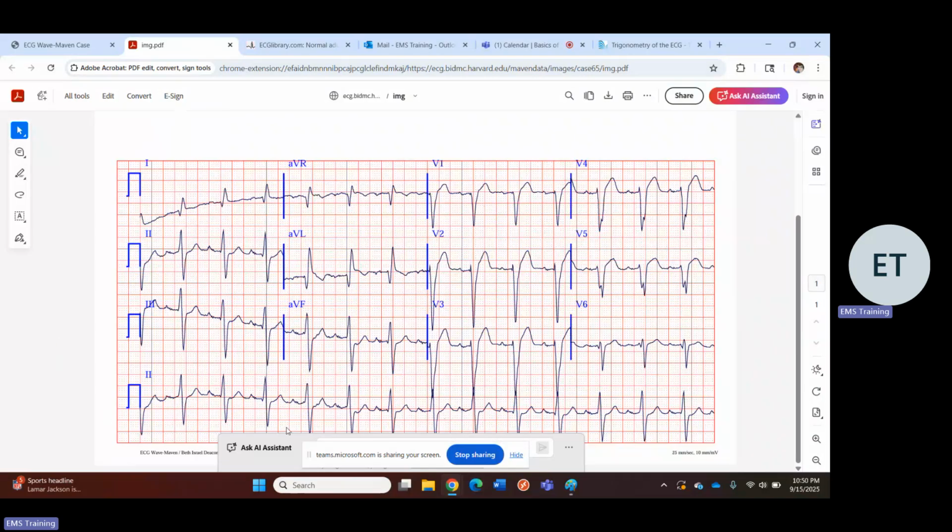What's the speed of it? 1 box is 300, 2 boxes is 150, 3 boxes is 100, 4 boxes is 75. So this rate is between 150 and 75, closer to 75. It might be about 80. Let's check. 1, 2, 3, 4, 5, 6, 7, 8, 9, 10, 11, 12, 13, 14 times 6 is 84. So this is a normal sinus rhythm, and it looks weird.